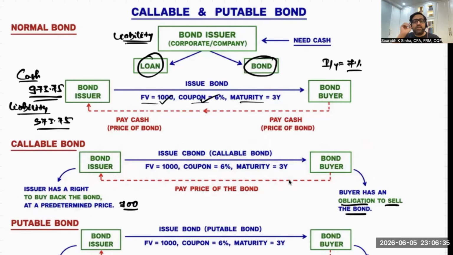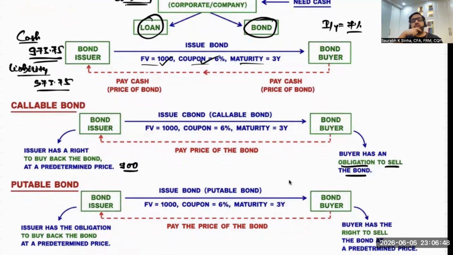Okay? The price of a callable bond with the same characteristics as the normal bond will always be lesser than the normal bond. Okay. What about a puttable bond? Again, you have a bond issuer and a bond buyer. The bond issuer issues a bond and categorizes it as a puttable bond where the face value is 1000, coupon is 6%, maturity 3 years. Any characteristics of the bond would be there.